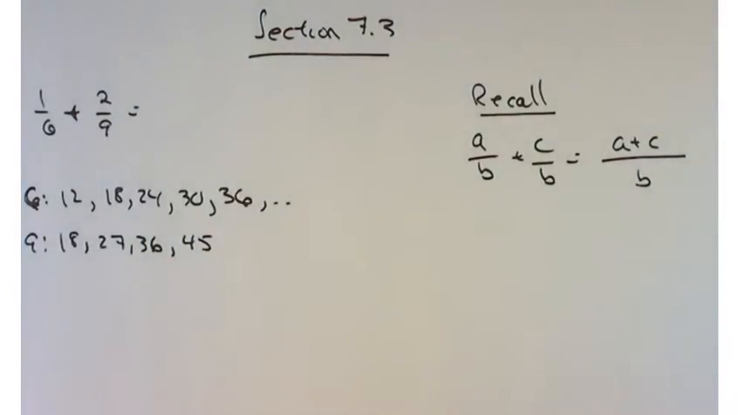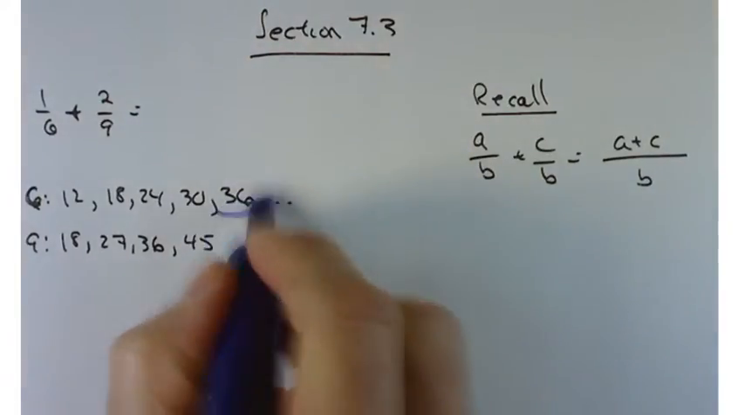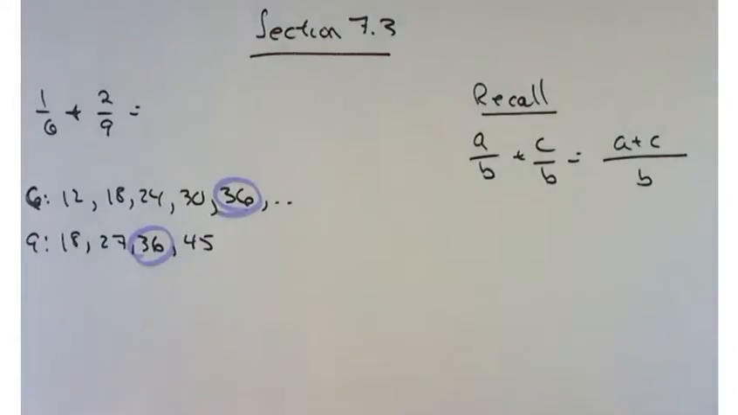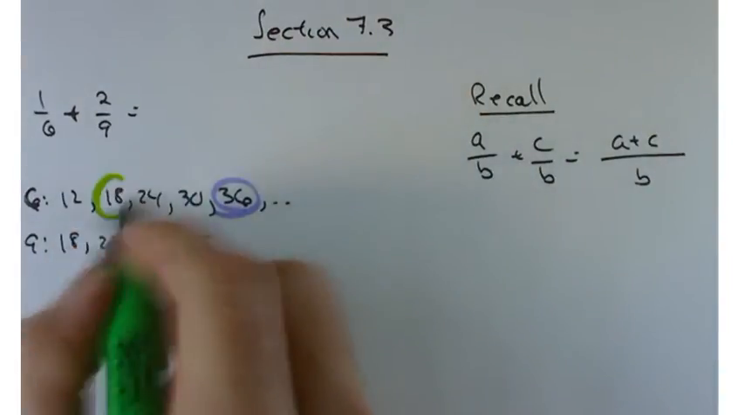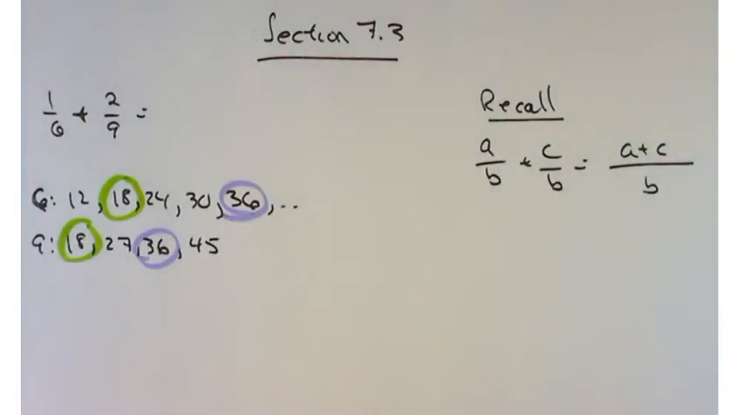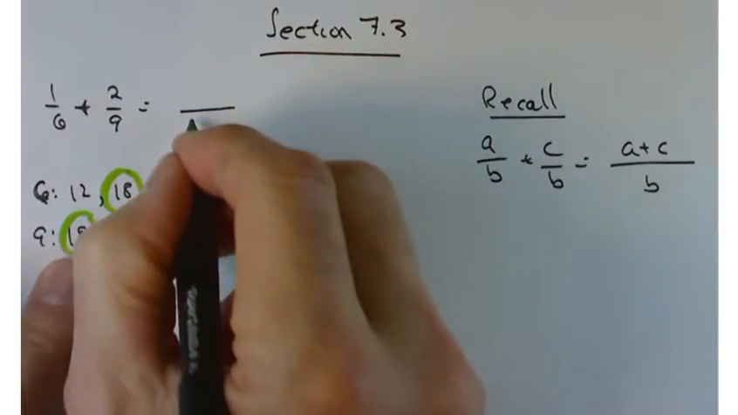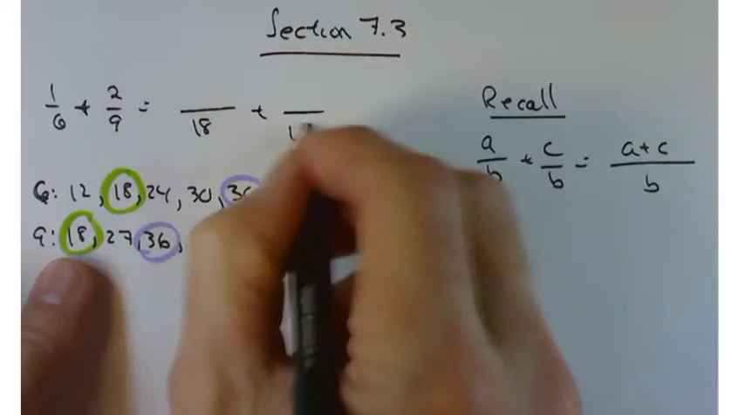But what we're looking for is the lowest common denominator. Now, it's true that 36 is a common multiple of each of these, but the lowest common multiple, and what's going to be our lowest common denominator, is going to be 18. So we'll write both of these as something over 18.